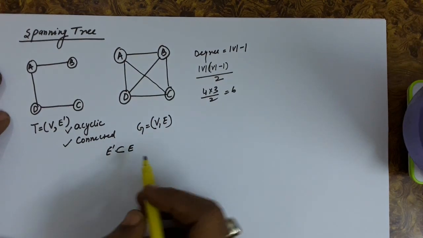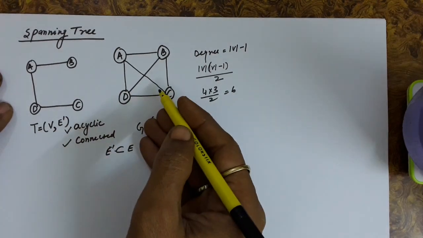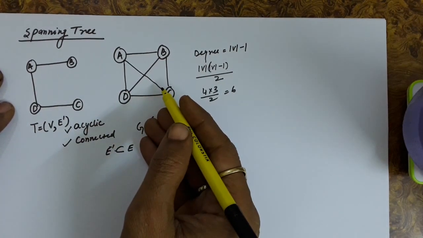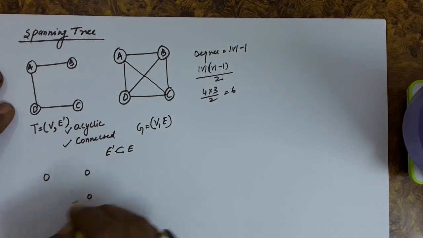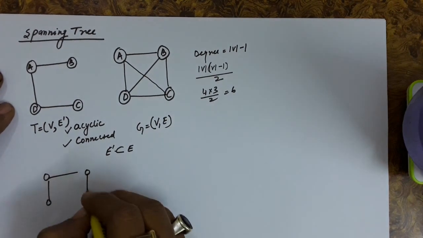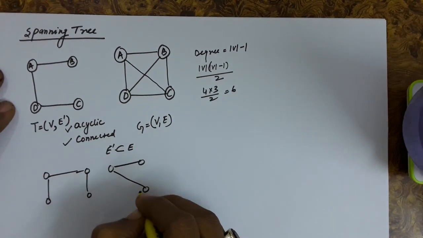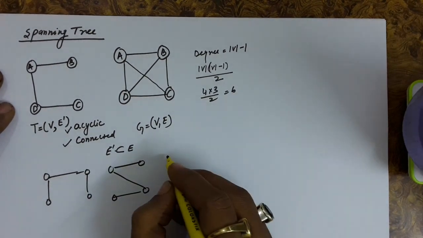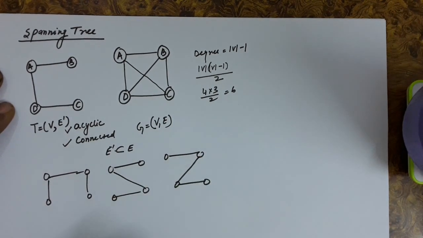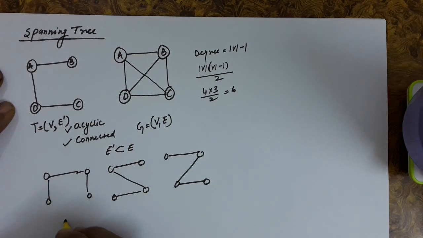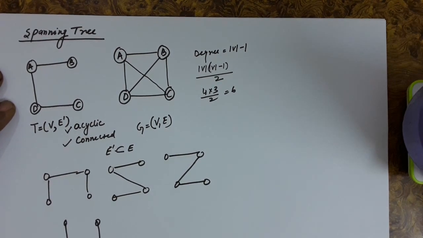Fine. Mathematically, if you want to find out how many spanning trees there will be for a particular graph, for example for this graph, there are several spanning trees possible. This is one of the spanning trees possible. Another spanning tree will be this one. Another spanning tree will be this one. Another spanning tree will be this one. So there are several spanning trees possible for the same graph.